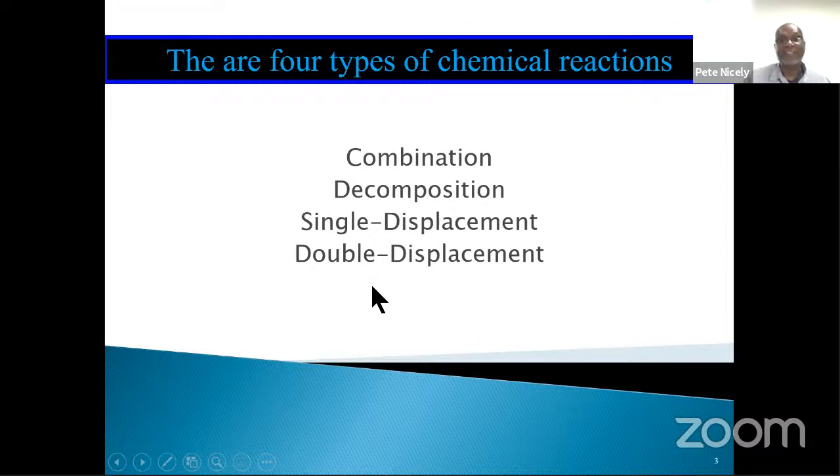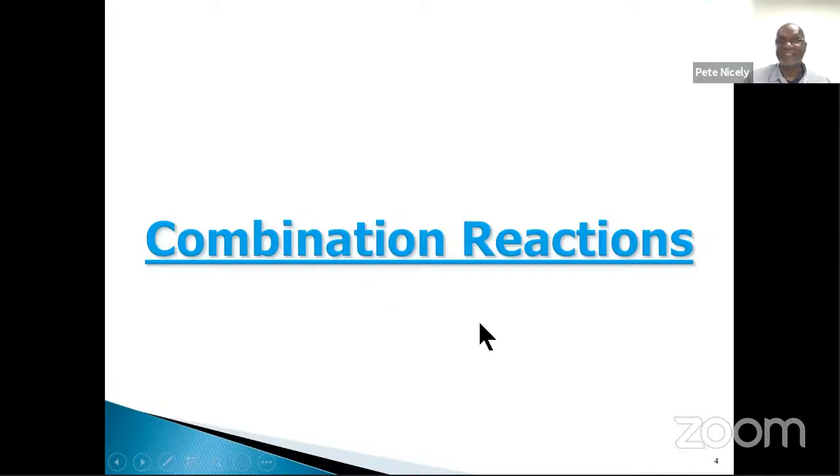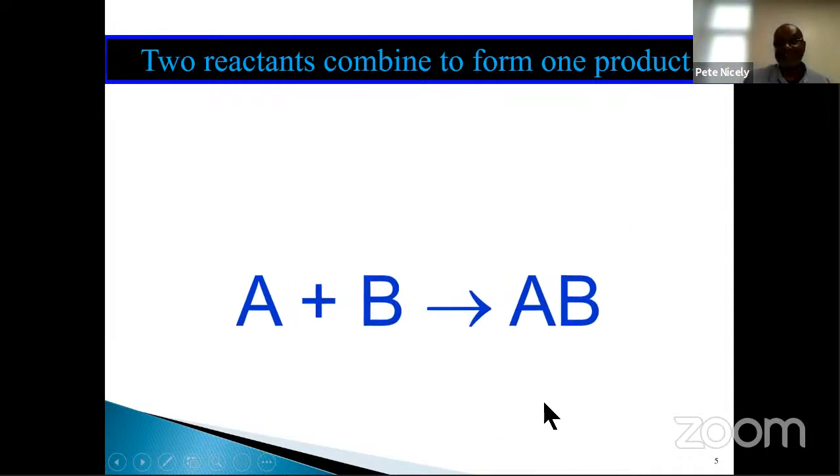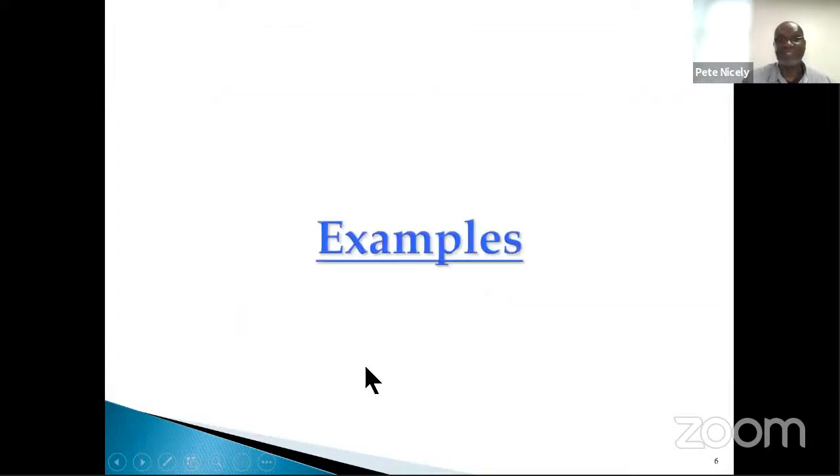Okay, so let's talk about firstly combination reactions. What do we mean by combination? Well, a combination reaction is where you have 2 or more reactants reacting to form one product. So hypothetically speaking, if you have reactant A reacting with reactant B, and the product is a combination of those 2, AB, then that's what we're talking about when we refer to combination reactions. So that's a hypothetical example. I think I have some real examples coming up.